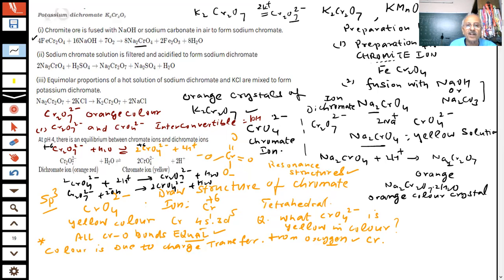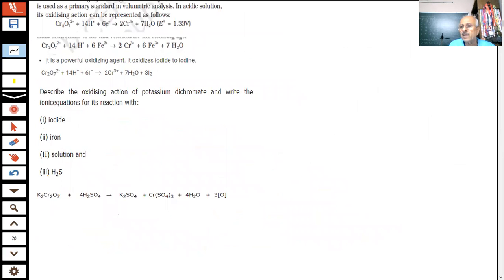So certain types of questions can be asked here. This is very important information. Let me tell you, one question is always there in the paper on potassium dichromate and potassium carbonate. I am saying always, that means it will be there. And the most important thing is the structure of potassium dichromate, students.